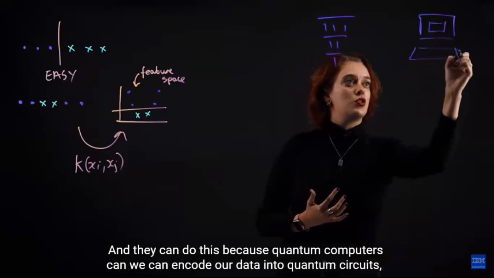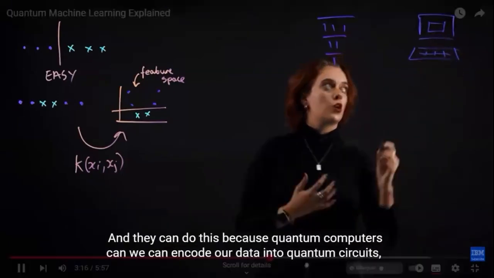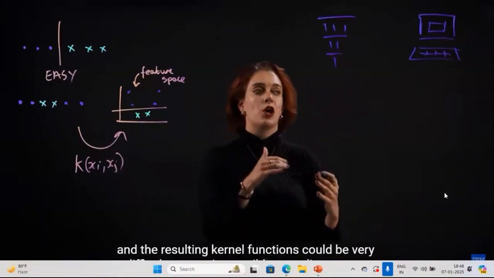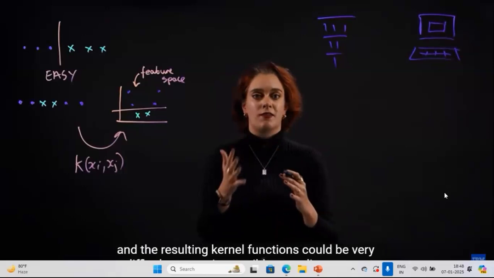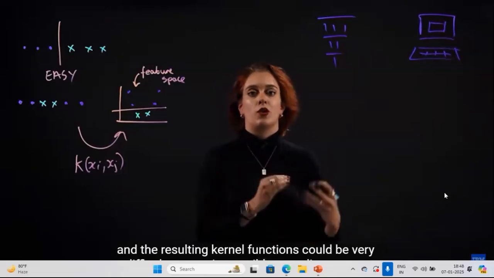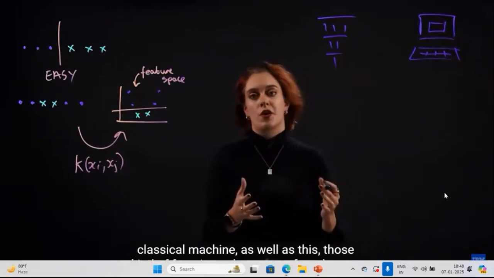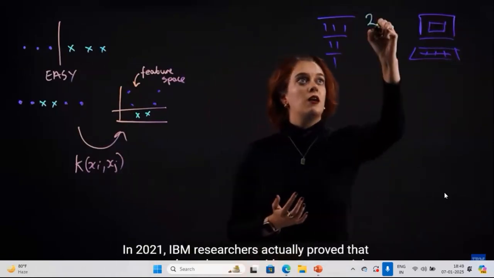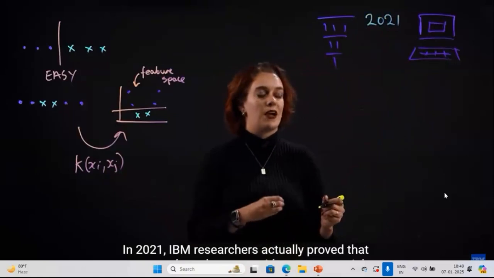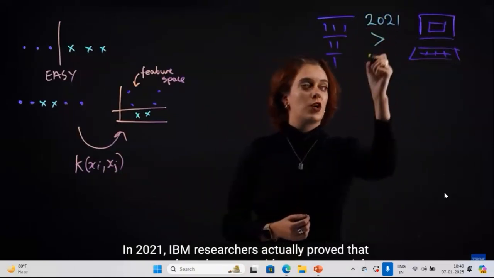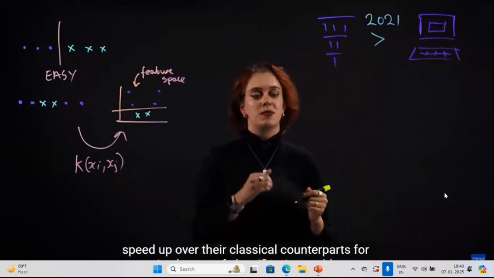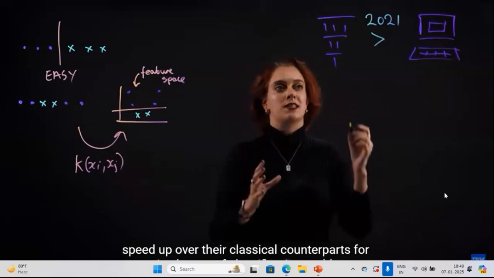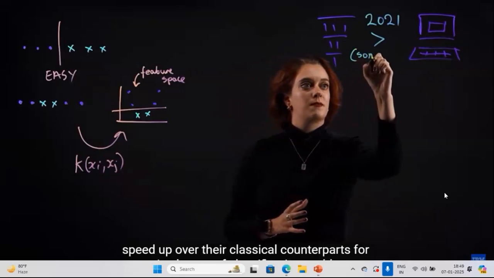And they can do this because with quantum computers we can encode our data into quantum circuits, and the resulting kernel functions could be very difficult or even impossible to replicate on a classical machine. As well as this, those kernel functions also can perform better. In 2021, IBM researchers actually proved that quantum kernels can provide an exponential speedup over their classical counterparts for certain classes of classification problems.